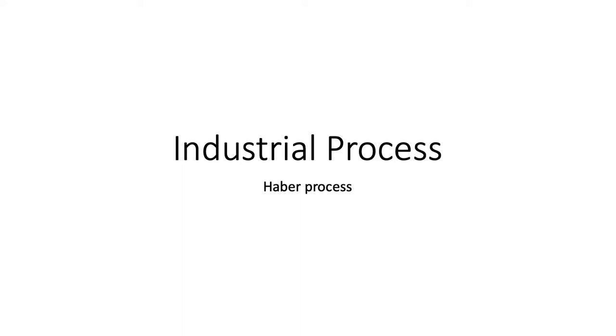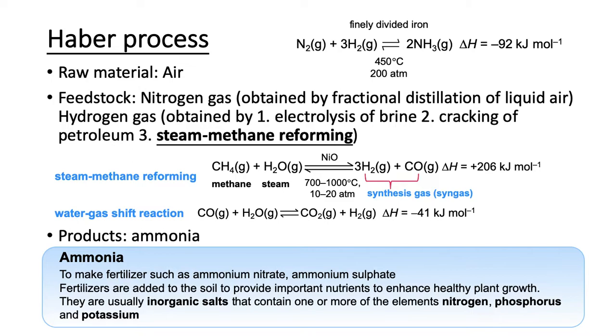Let me introduce another industrial process which is called the Haber process. The Haber process is a reaction for turning nitrogen and hydrogen gas, under certain conditions like 450 degrees Celsius and 200 atm, with the presence of finely divided iron, to produce ammonia gas. It is an exothermic reaction.